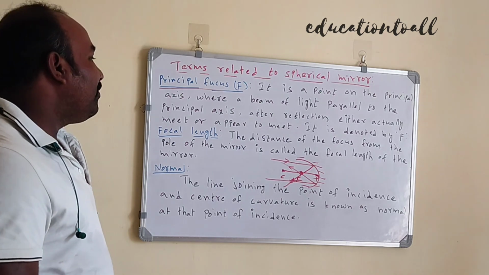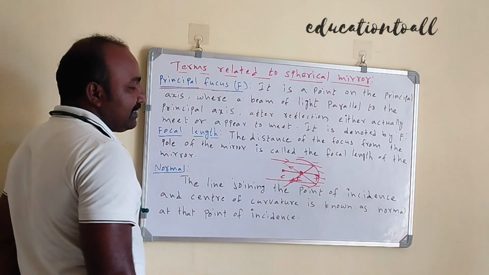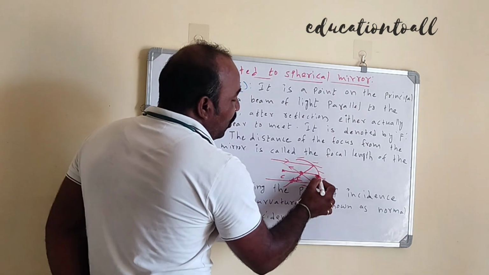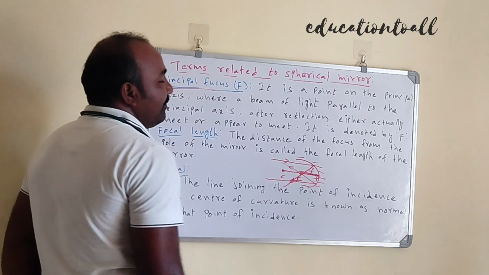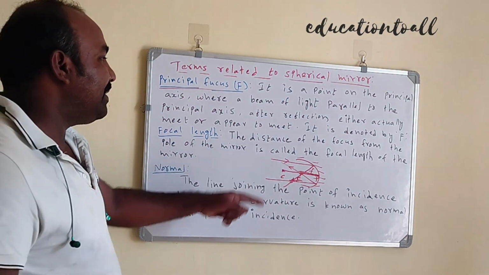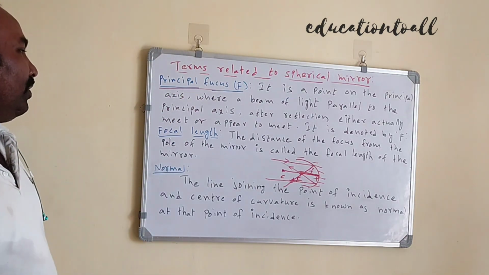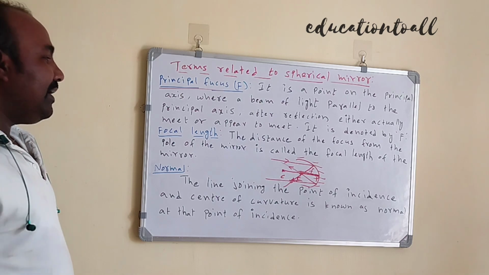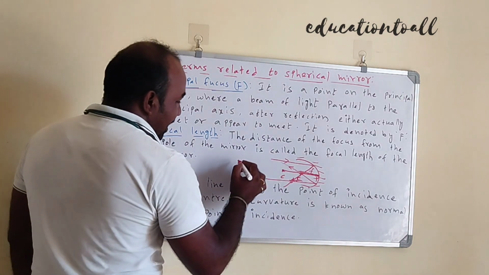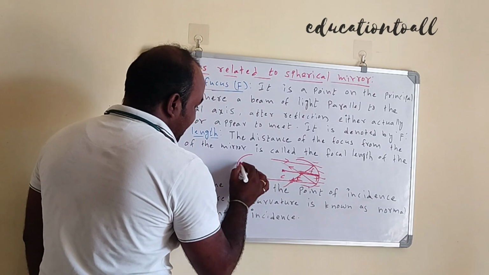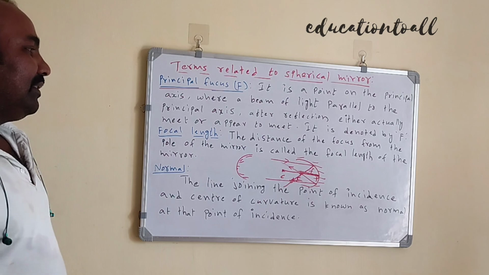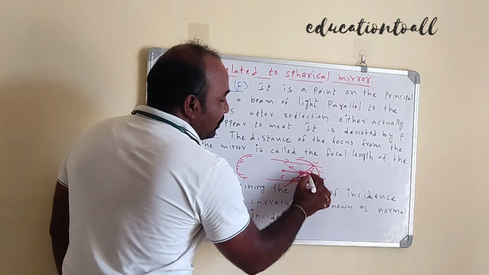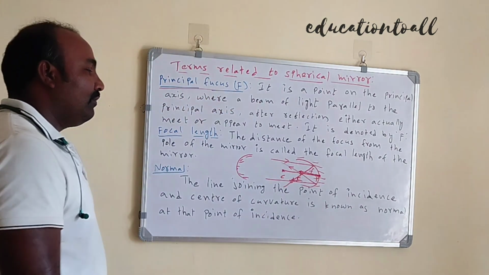Next, focal length. The distance between the pole and the focus is called the focal length. So that is, the distance of the focus from the pole of the mirror is called the focal length of the mirror. The same applies to a convex mirror: the distance between the focus and the pole is called the focal length.